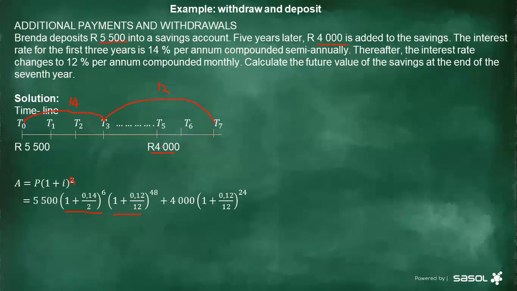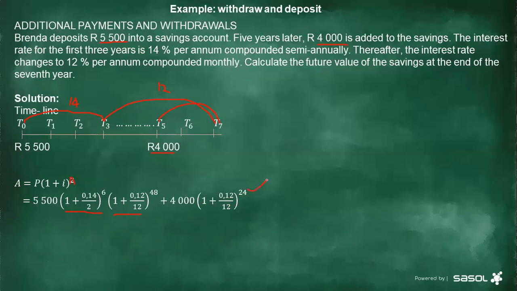And then, because 4,000 was added there, we're going to say plus 4,000. And then from 4,000 to the remaining years, which is 2 years, but the interest rate is still the same, which is 12%. Then we're going to say 1 plus 0.12 divided by 12, and then 12 times 2, because from here to the last year is 2, then 2 times 12 is 24.